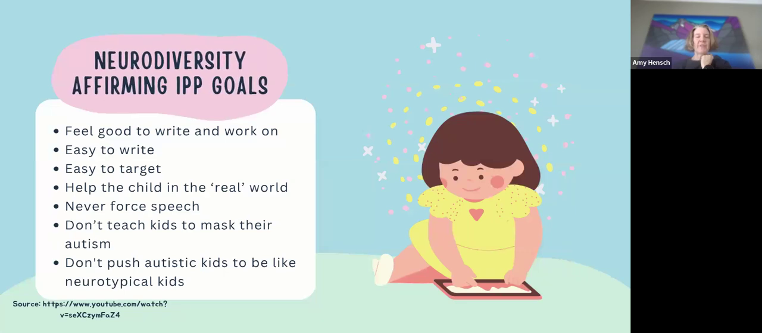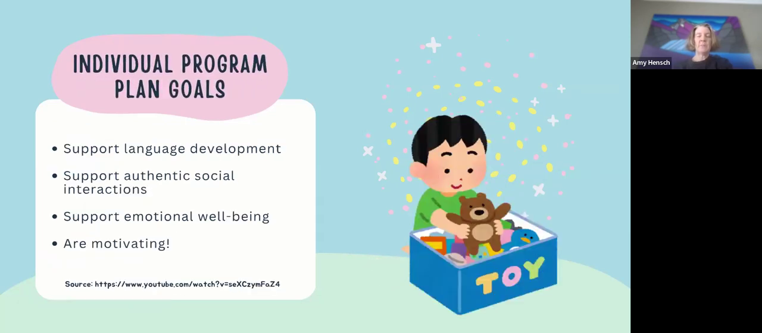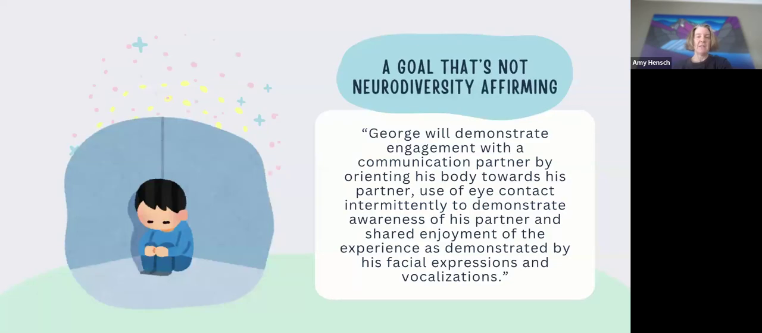So let's look at some neurodiversity affirming IPP goals. They feel good to write and work on. They don't feel icky. They're easy to write and easy to target because they work for everyone and they help the child develop in the real world. They never force kids to speak. They don't ever force kids to mask their autism, and overall they don't push our autistic kids to be like neurotypical ones. We support language development, authentic social interactions, and emotional well being. The goal should be motivating to all of us, both as adults and for the kids and their families.